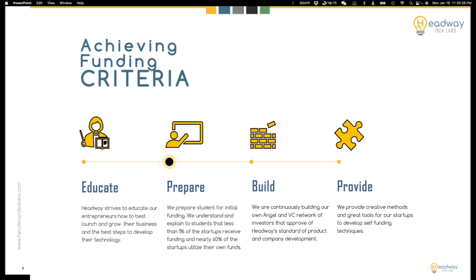But we are continuously building our angel and VC network of investors that approve of Headway's standard of product and company development. So we take a lot of time to spend in developing our own processes and gaining knowledge and understanding so that we can advise companies on how to better build technology. And then we also provide creative methods and tools for our startups to develop self-funding techniques.